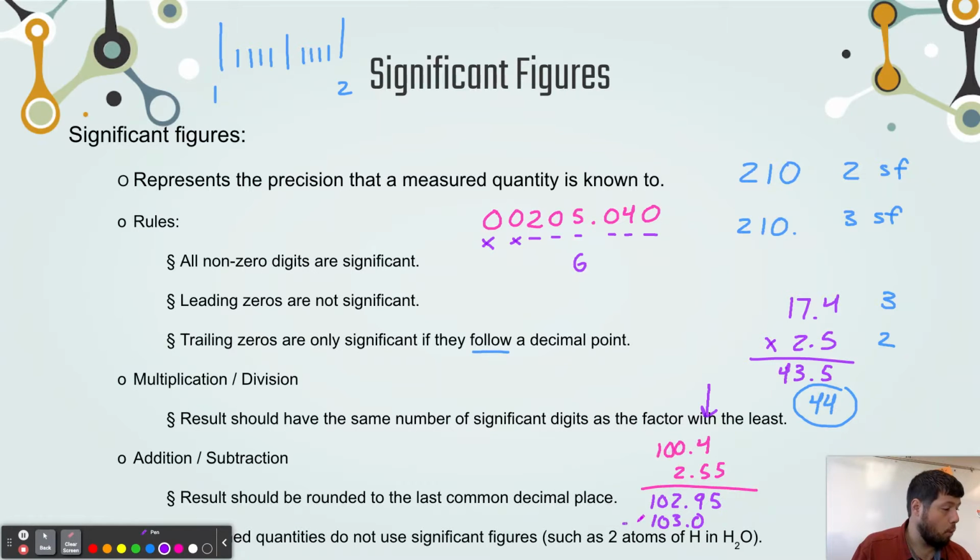Notice that my answer has 4 sig figs, even though this one only has 3. This is not like multiplication and division. In addition and subtraction, you can make an answer that has more sig figs than the ones that it came into.